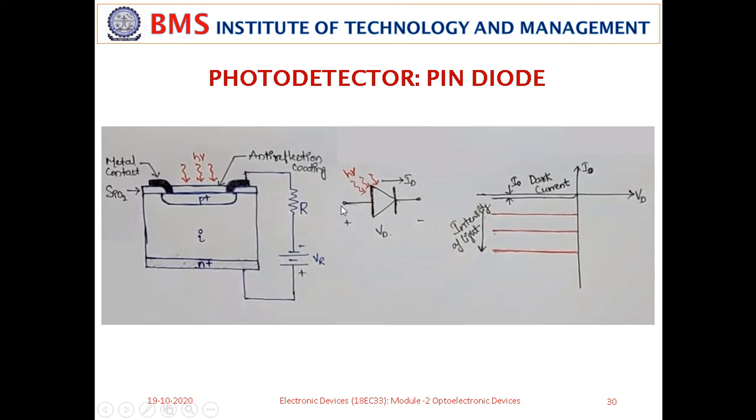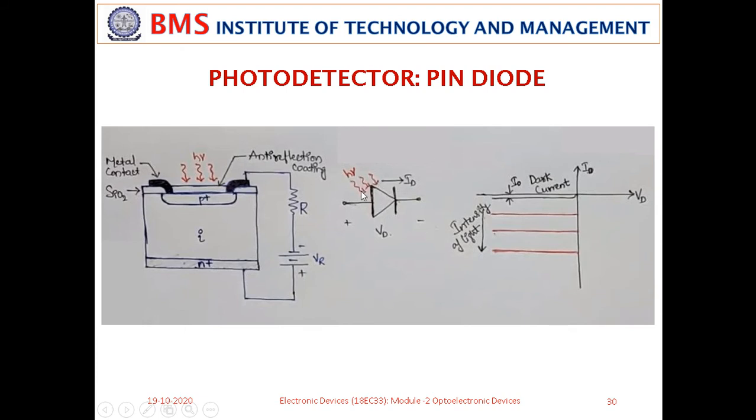Now we have the equivalent symbol here. This is almost the same as a solar cell. There is not much difference between a solar cell and the pin diode. The structure remains the same, and across this you are going to get a current which is labeled as ID here. And this is the VI characteristics of this photodetector.